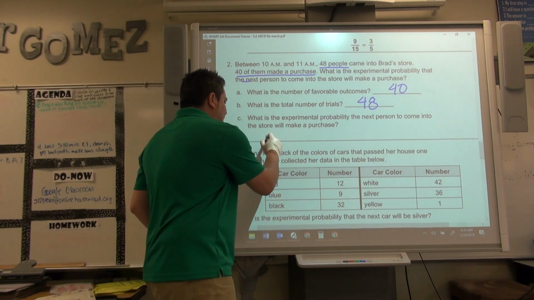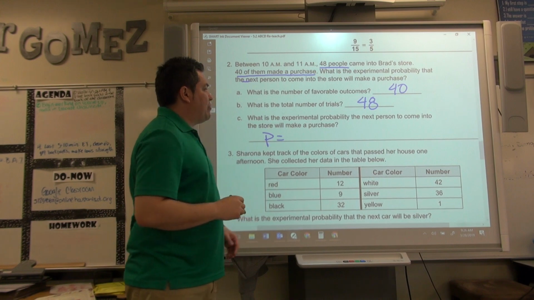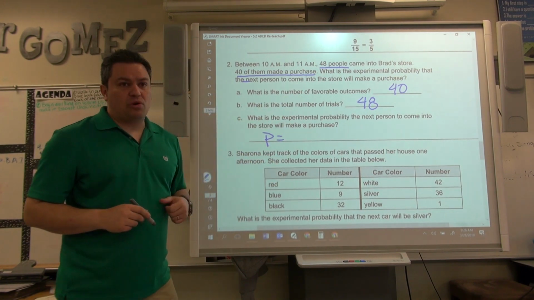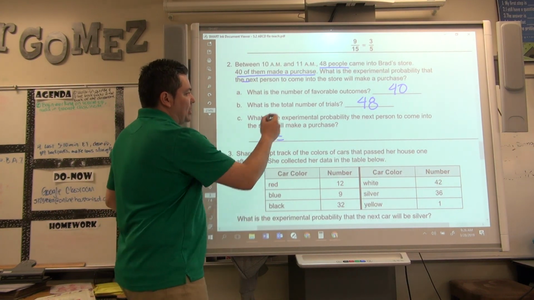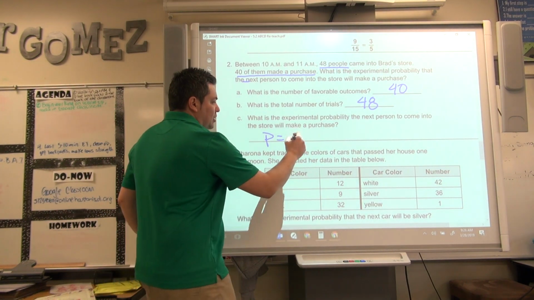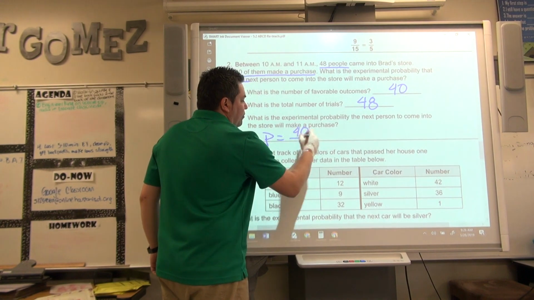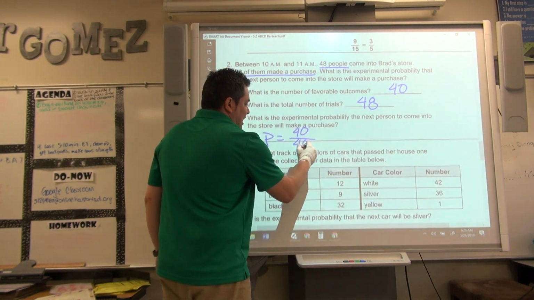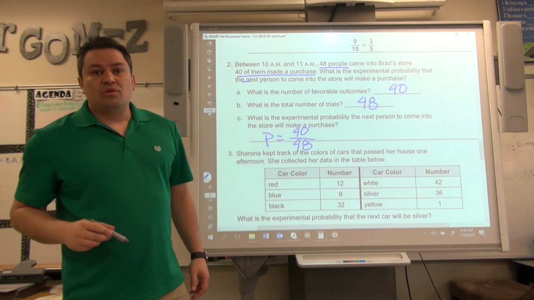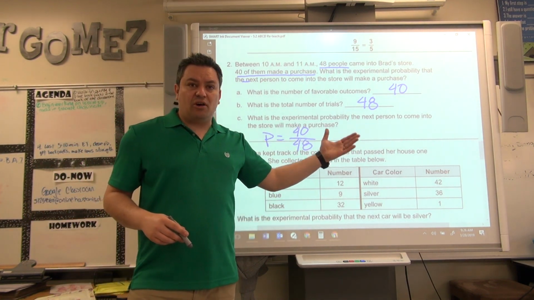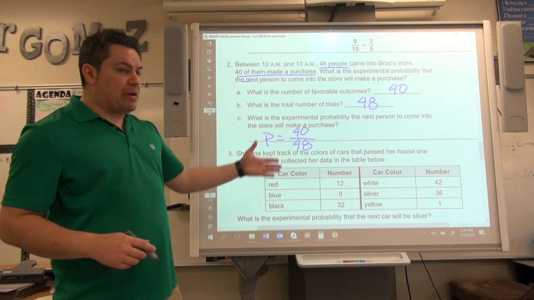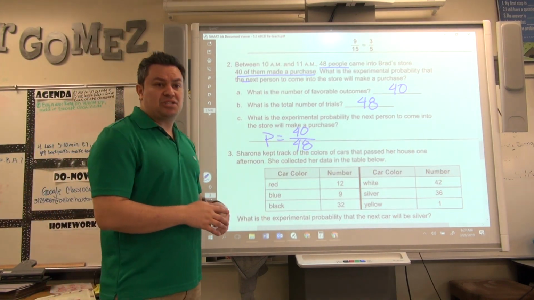Now, again, probability is just the favorable number of outcomes over the total number of trials, or just part over total. So, how many favorable events? 40 out of 48. Do we leave it like this? No. We can simplify it. You can divide by halves, or you can divide all the way, top and bottom, and then make a percentage or whatever.